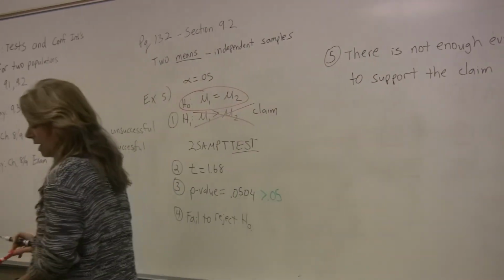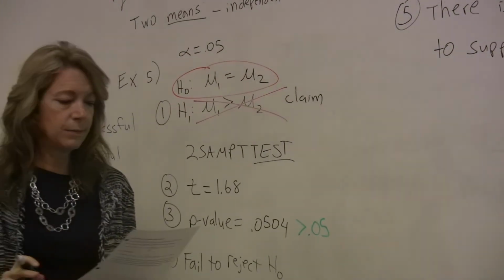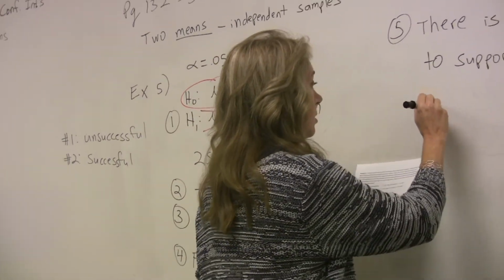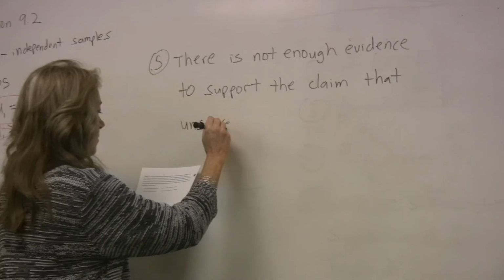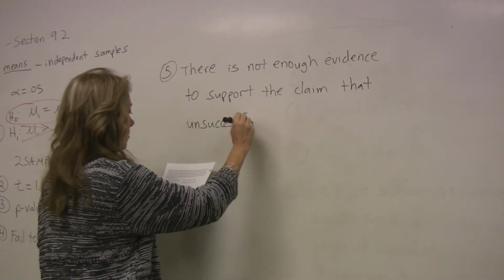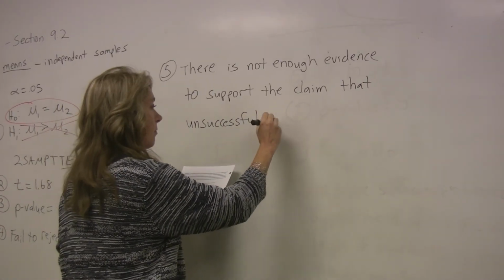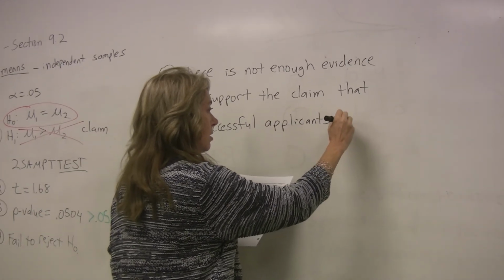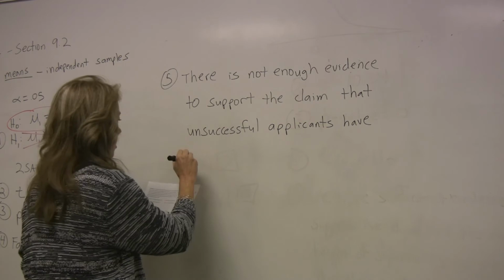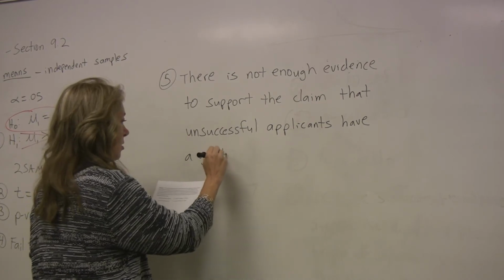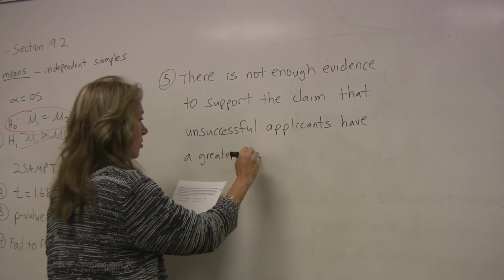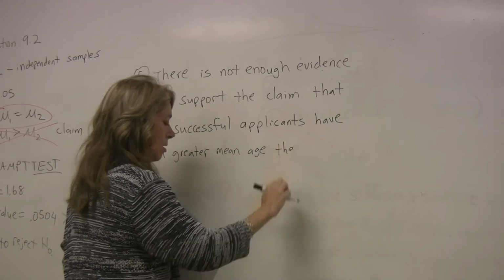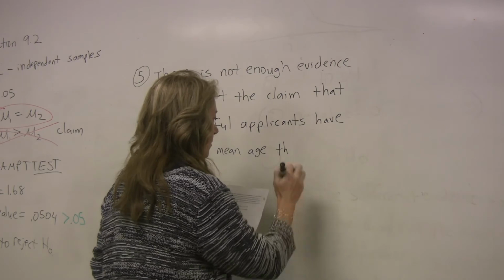Support the claim that unsuccessful applicants have a greater mean age than successful. Yeah, I got it. Thank you.